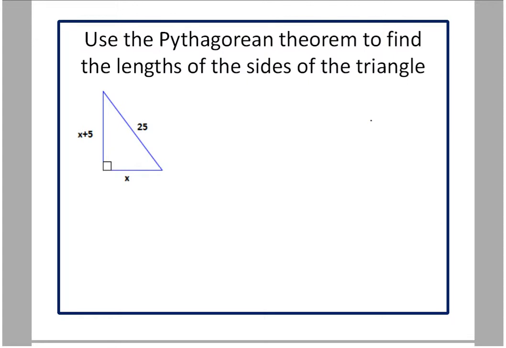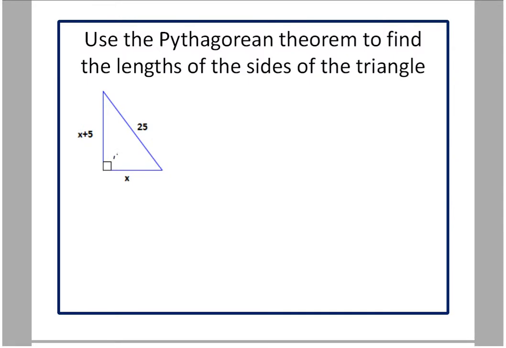I'm going to use the Pythagorean theorem to find the lengths of the sides of the triangle given below. So we have one side or leg that equals x plus 5, another leg equals x, and a hypotenuse equals 25.